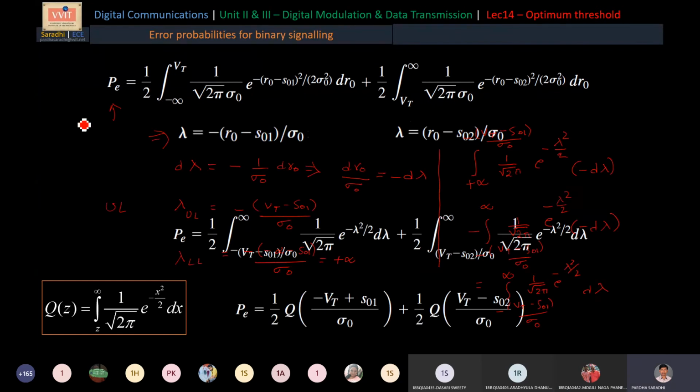So our ultimate aim is to find VT at which PE becomes minimum. PE becomes minimum. And how do you get that?